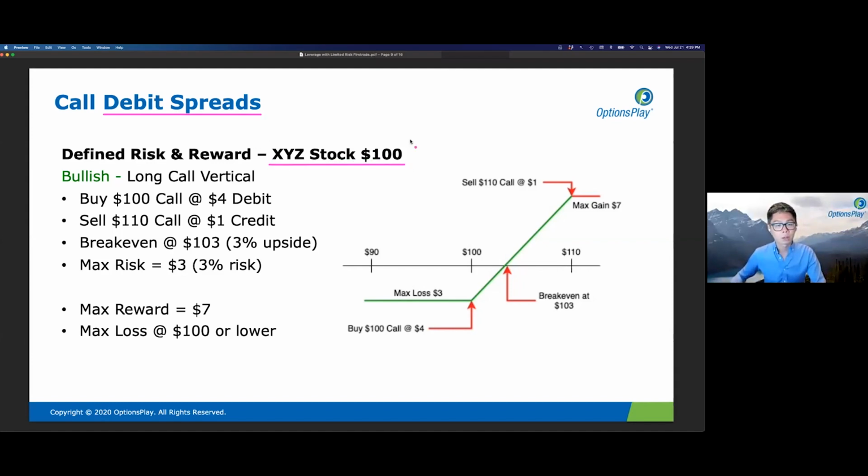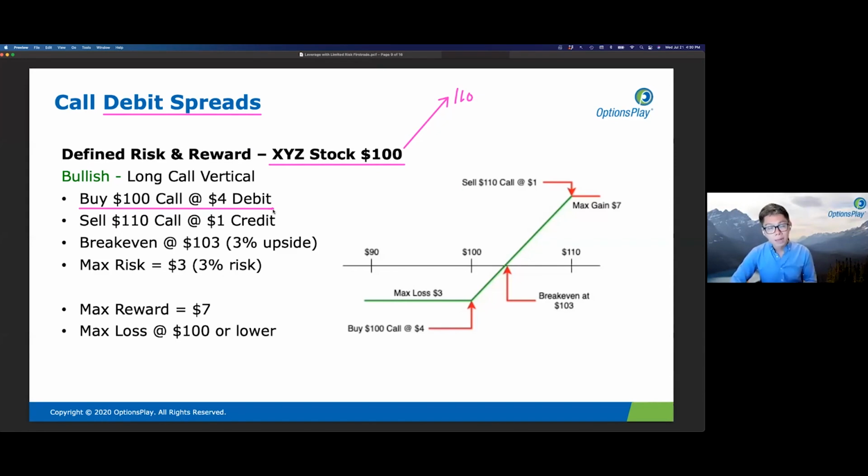Stock is trading at $100. I think the stock is going to go to, let's say, 110, right? I think the stock is going to rally. So if I bought the stock, I'm looking at a 10% return. How can I maximize return by utilizing options? So what I'm going to do is I'm still going to buy the $100 call option as I did in the previous example, and I'm still going to pay $4 for that call option.